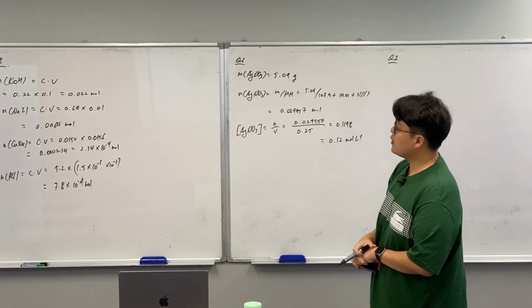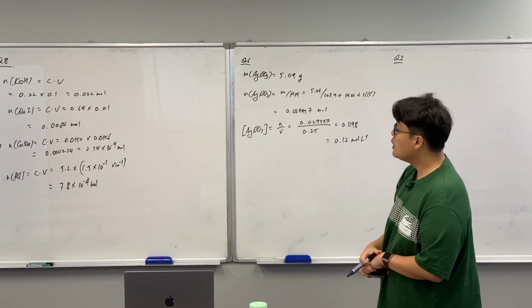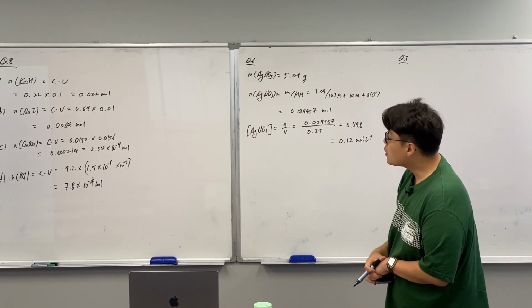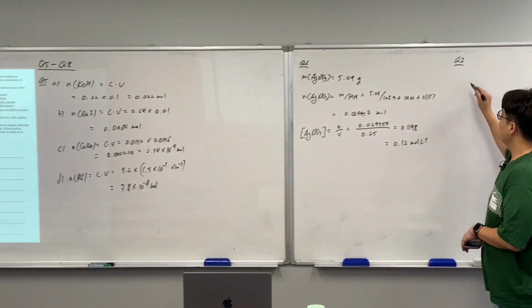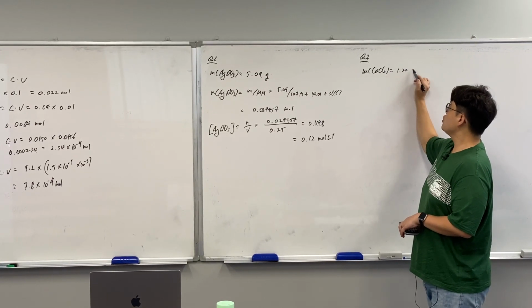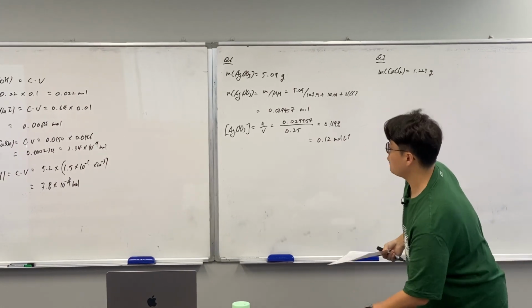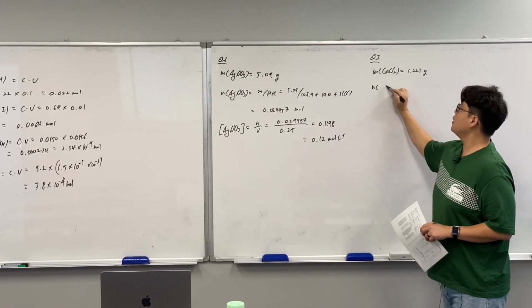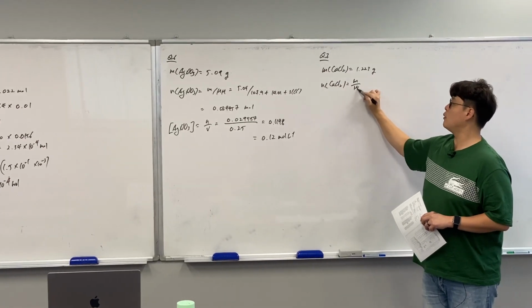Question 7: calculate the molar concentration of the 1.5 liter solution that contains 1.223 grams of, is it calcium chloride? Yes. So the mass of the calcium chloride we're given is 1.223 grams. Just check again. And 1.55 liters.